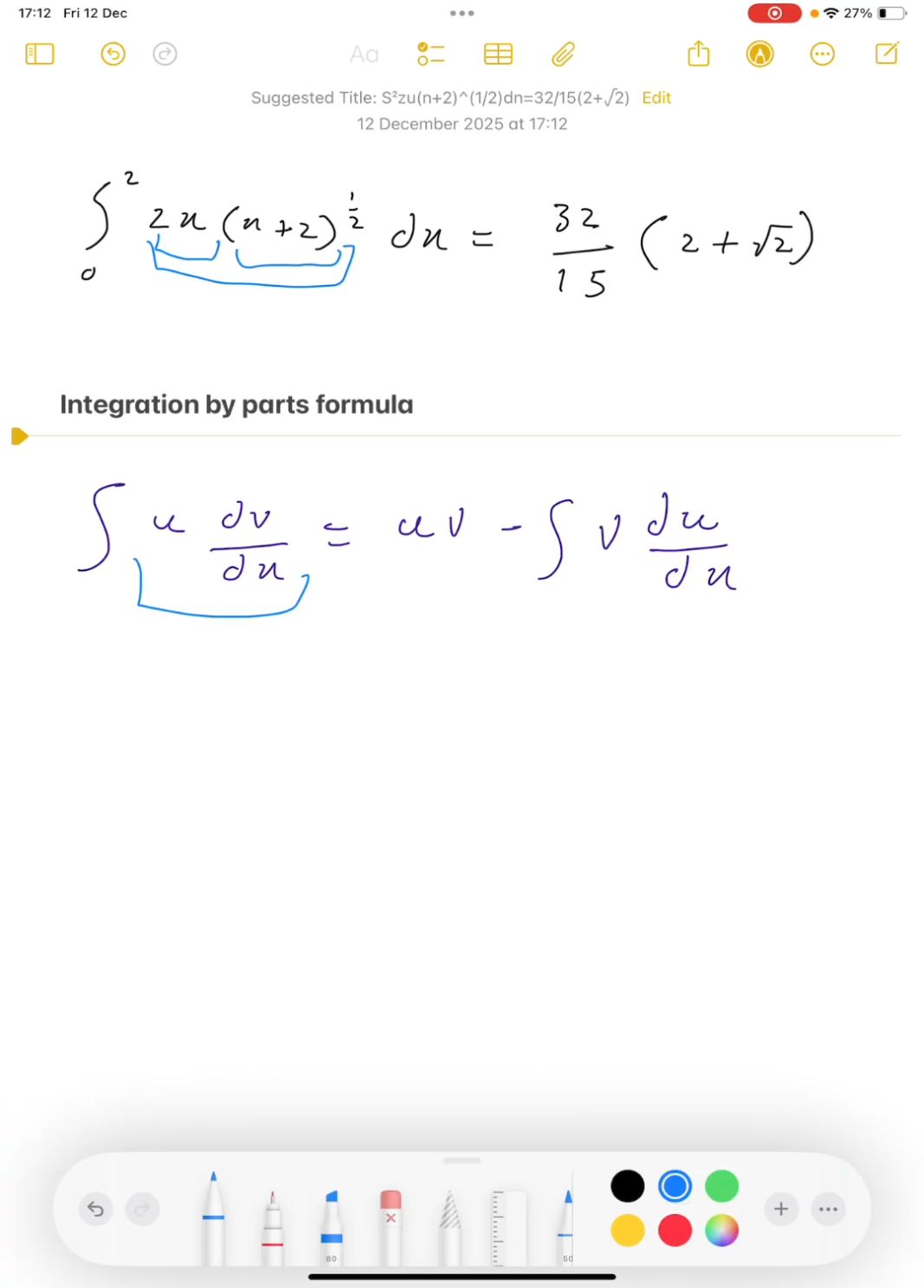So if we look at parts over here, we have a u and a dv over dx. Those are the two functions that are getting multiplied. So we can assign them. If we look at what we have, 2x and (x + 2) to the power of half. Now, when it comes to assigning them, we could either go 2x is u and dv over dx is simply (x + 2) to the power of half, or we could go the other way around and say, instead, 2x is dv over dx and u is simply (x + 2) to the power of half. We can go down both routes.